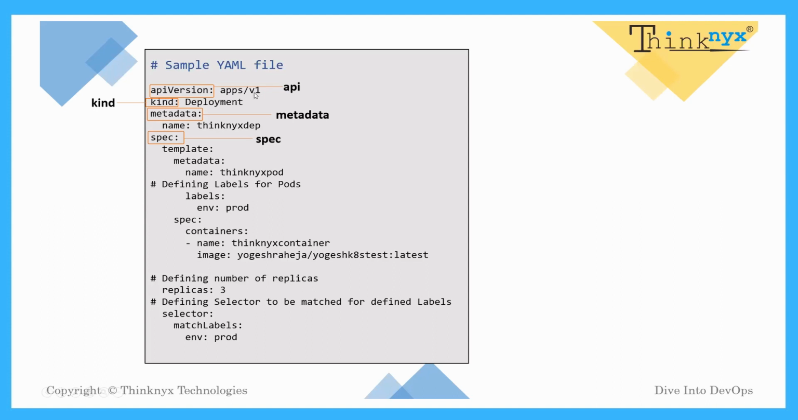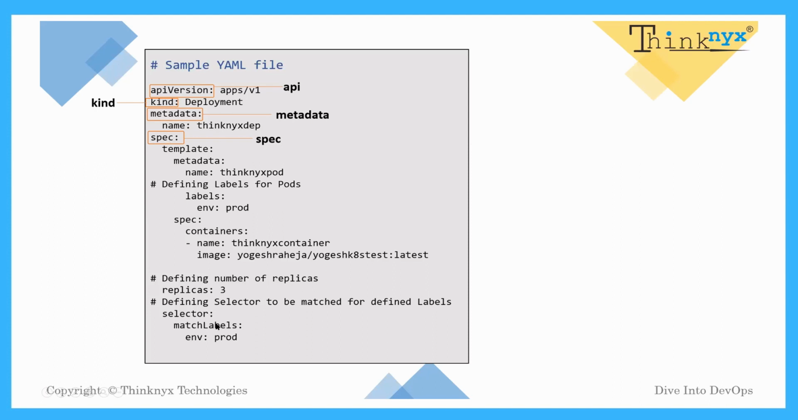I want to hit this API for this object. So kind is the object, API is the API of that object. Metadata is information about this object, whatever you are creating. And then under spec, the specifications of that object, what you want to do. In almost all of your Kubernetes objects, you need to define API version, kind, metadata, and spec. There are some special cases like secrets and config map where you don't have spec, but you have something called data.